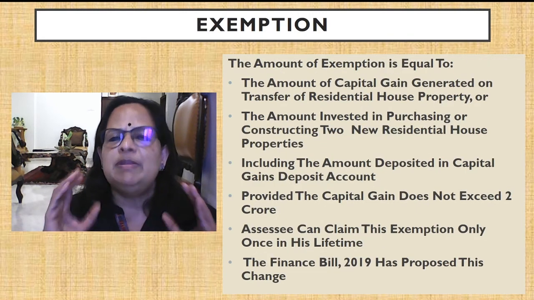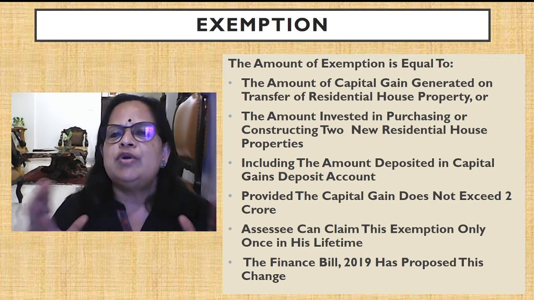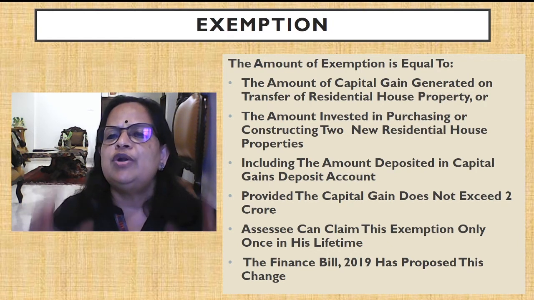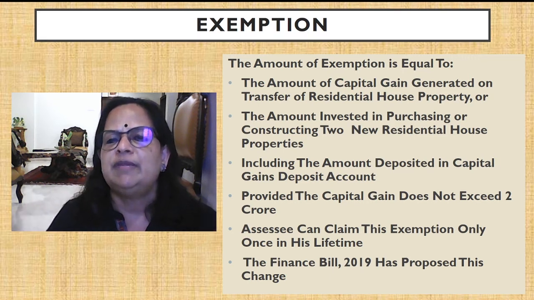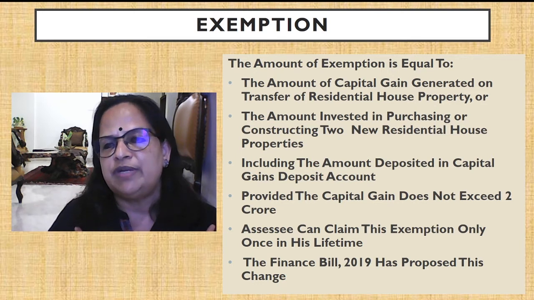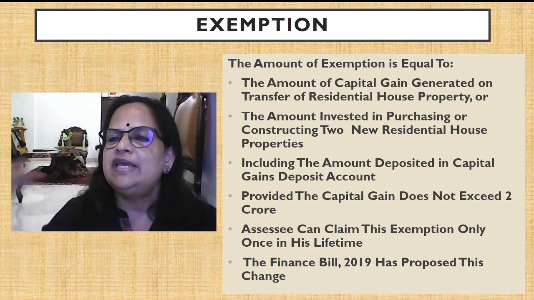Now, what will be the exemption possible? The amount of exemption is equal to the amount of capital gain generated on the transfer of the residential house property. Now, what is the capital gain? See, I told you, if I am buying a house property for 20 lakhs, I am selling it for 30 lakhs.